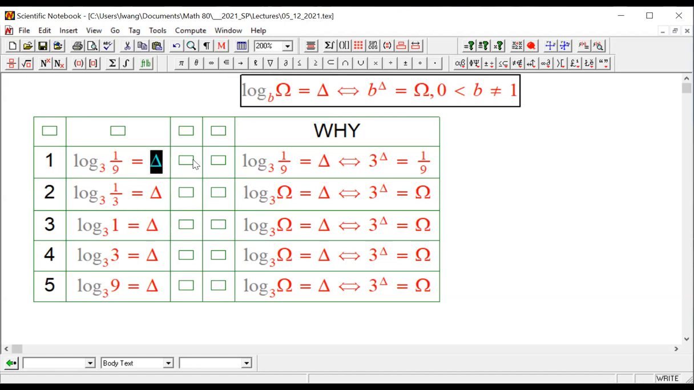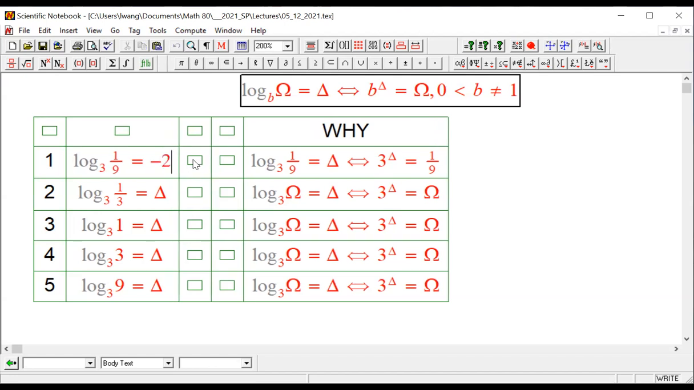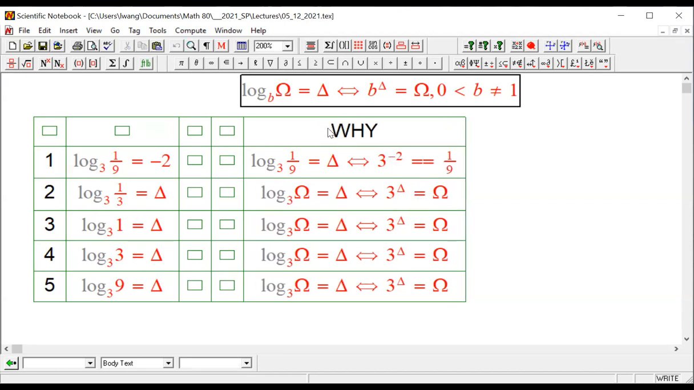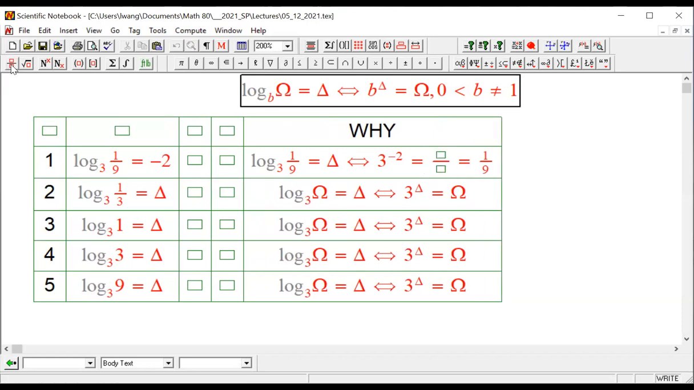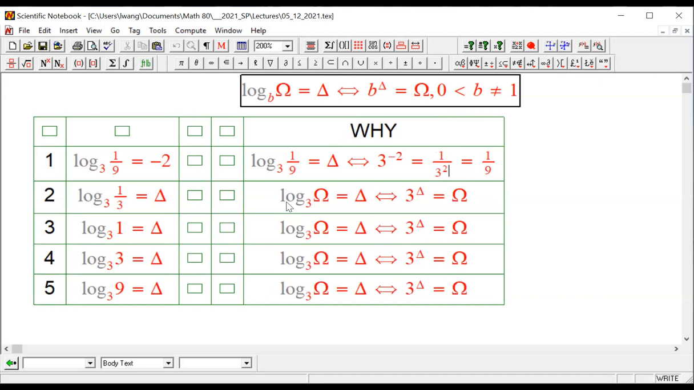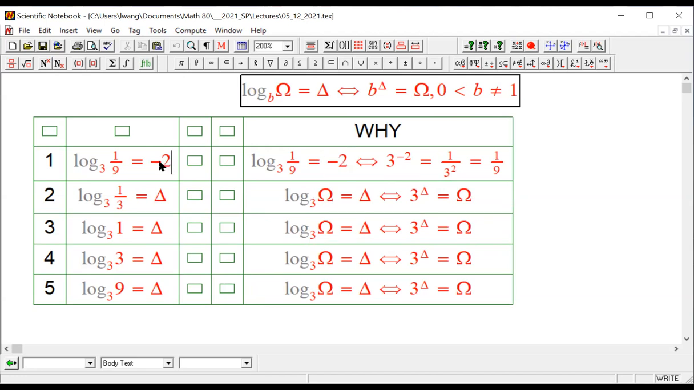That's right. -2, we get 2 correct answers. Wonderful, okay? Because 3 to the power of -2 equals 1/3 squared, and that equals to 1/9. Therefore, the number at the place of the triangle is -2. Therefore, the answer is -2.